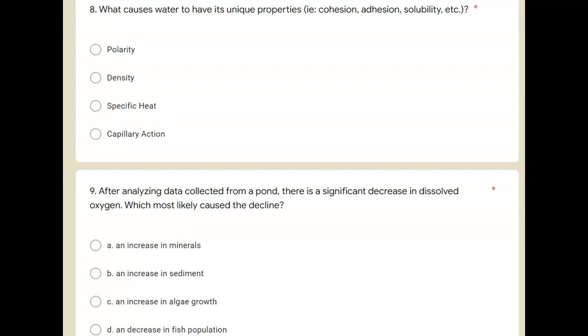Number 9. After analyzing data collected from a pond, there is a significant decrease in dissolved oxygen. Which most likely caused the decline? A. An increase in minerals. B. An increase in sediment. C. An increase in algal growth. Or D. An increase in fish population.